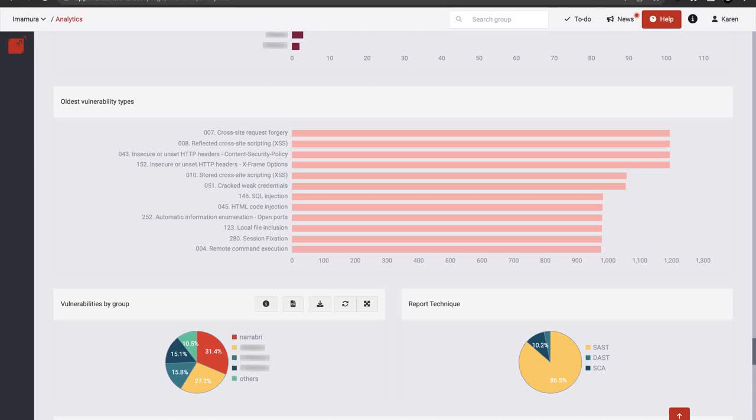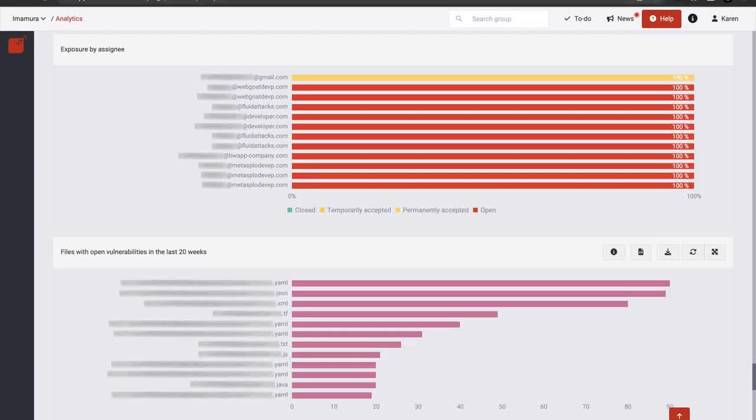To the right, learn the percentage of vulnerabilities found by each security testing method. You can see how your team members treated the risk exposure assigned to each of them. For example, what percentage of risk exposure that was assigned to a specific user has been closed, accepted, or is still open. There's also a chart showing the files that have had the highest numbers of vulnerabilities over the last 20 weeks.